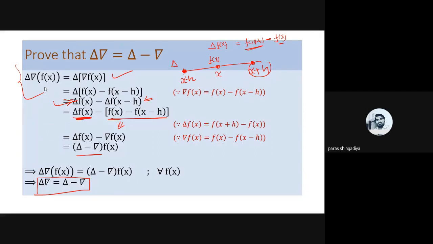Is it clear to all? Is there any doubt in any step? Because not only this result is important, the proof is also important for us, okay?